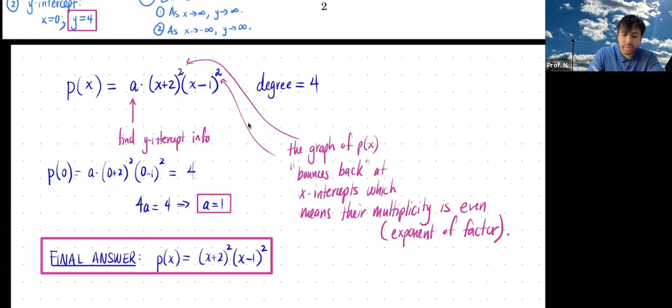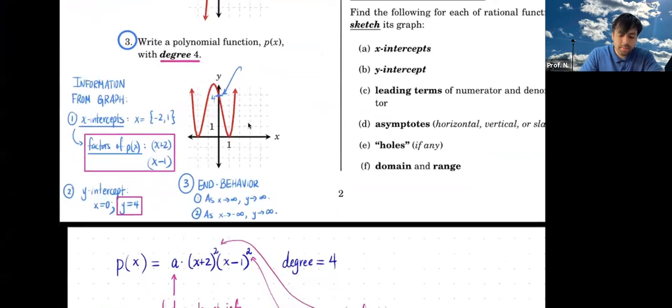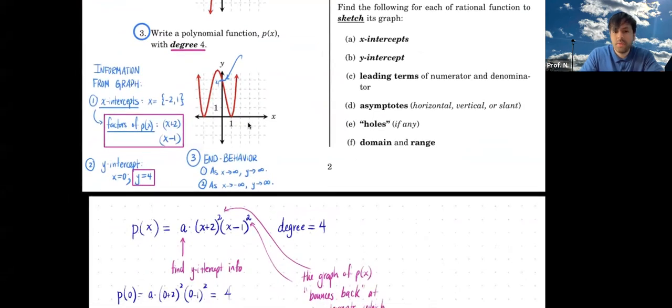And that is my final answer. Any questions? Any comments about how to find the equation of a graph? How do you know it's the fourth degree? Well, it tells me. It says write a polynomial function with degree 4. So that information I don't make up. That's what's given to me from the problem itself.